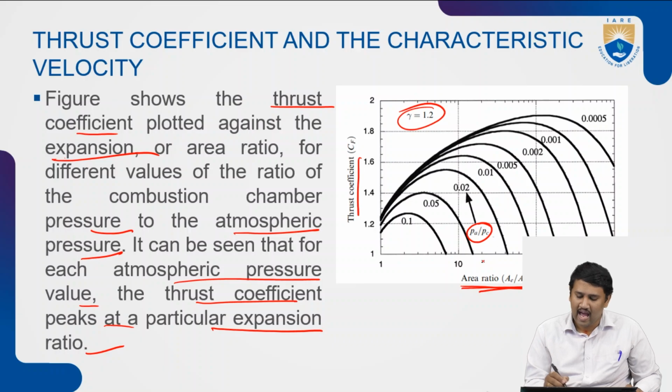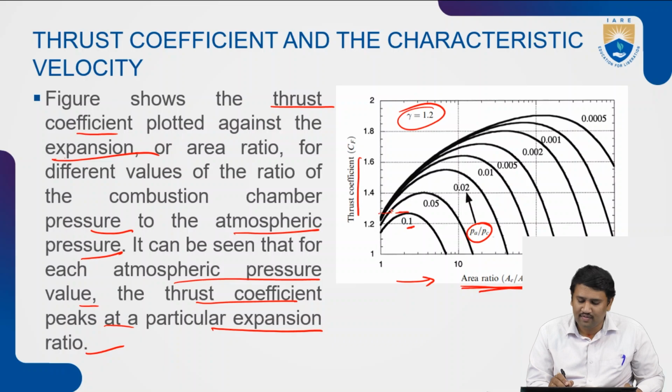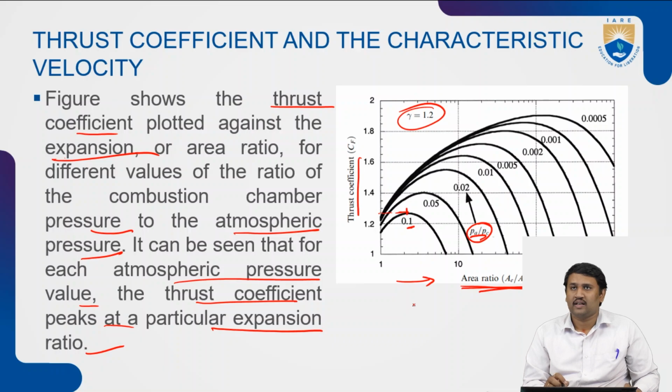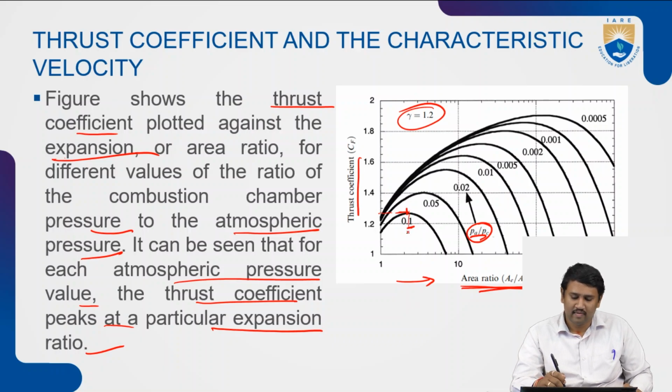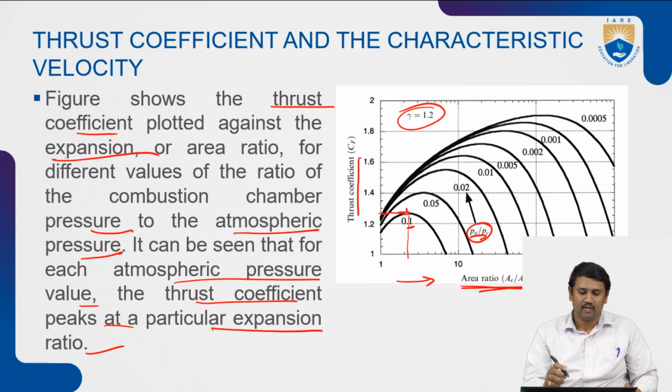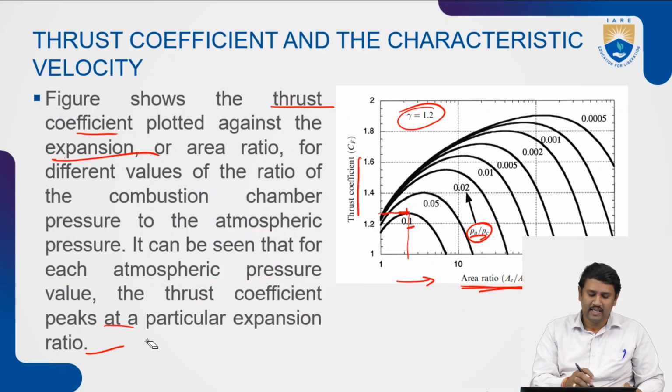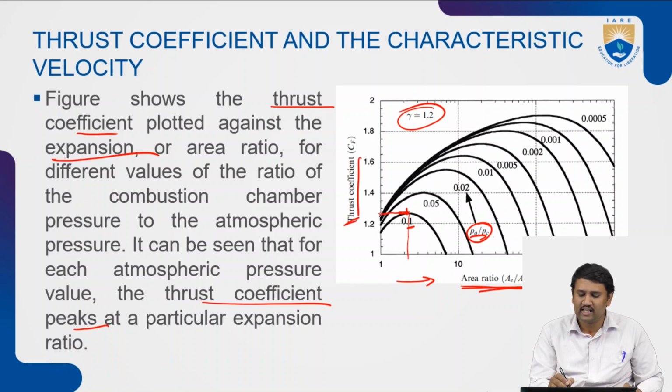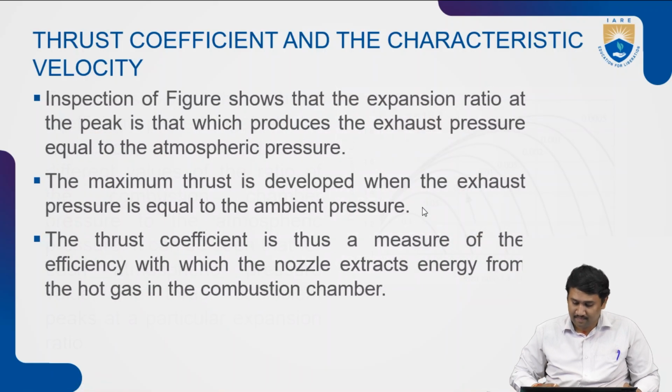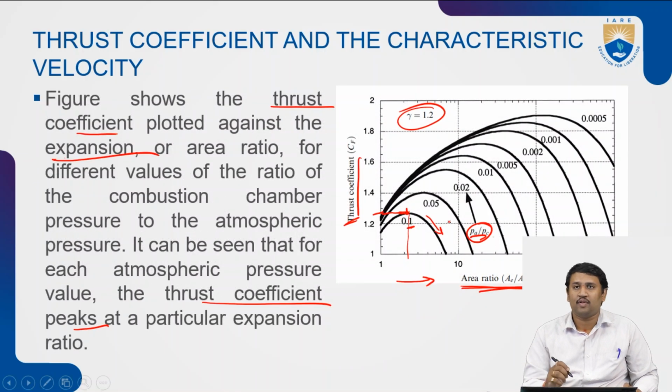Now, what happens as the area ratio increases, for a certain pressure ratio? At some point, or at some thrust coefficient, there will be a maximum. For each atmospheric pressure value, the thrust coefficient peaks, right? The thrust coefficient is at its peak for a certain period. Later on, it drops off.